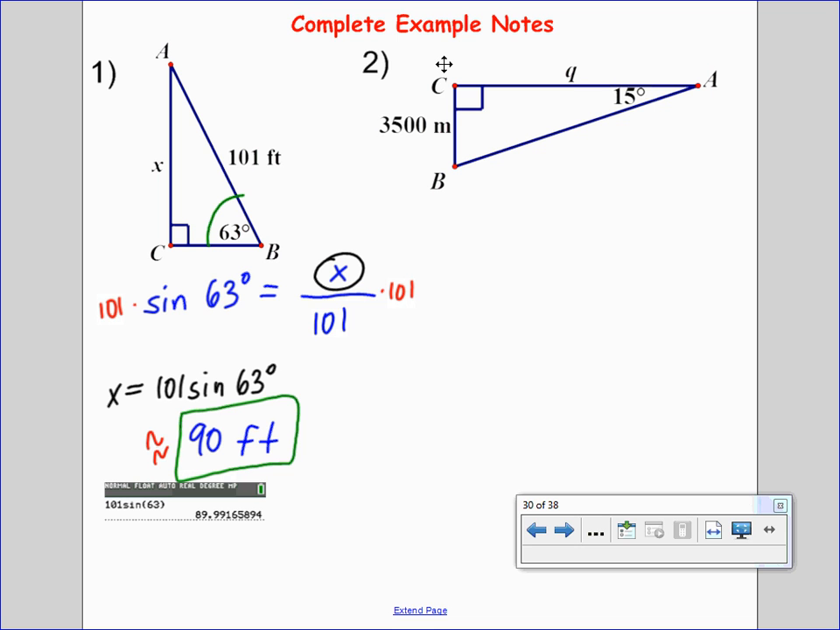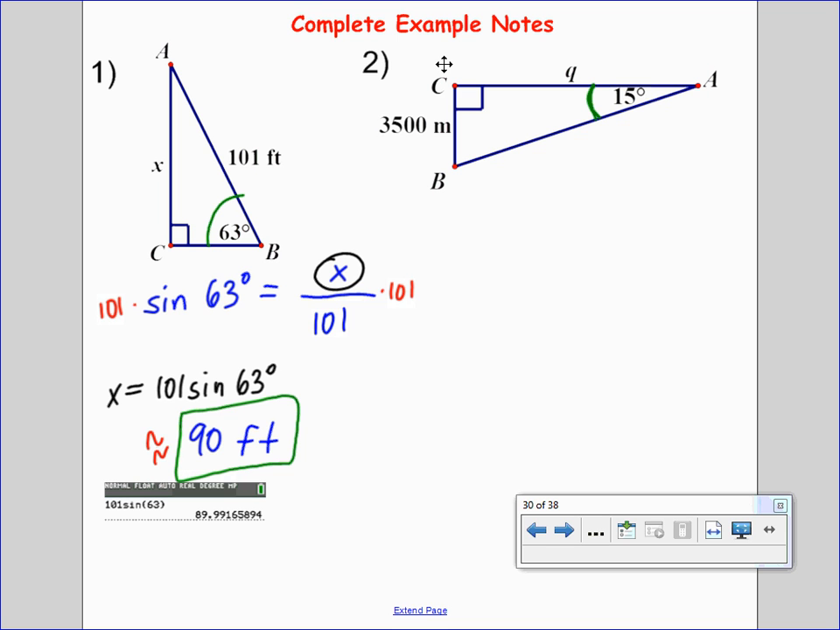Number two. Everybody find our known acute angle. In this case, 15 degrees. Is my unknown side length Q opposite, adjacent, or hypotenuse? Go ahead and tell the class when I call you. Given that our reference angle is 15 degrees, is that Q side length opposite, adjacent, or hypotenuse? Blake? Adjacent. Adjacent, good. Is 3,500 meters opposite, adjacent, or hypotenuse? Carson? Opposite. Opposite, good.